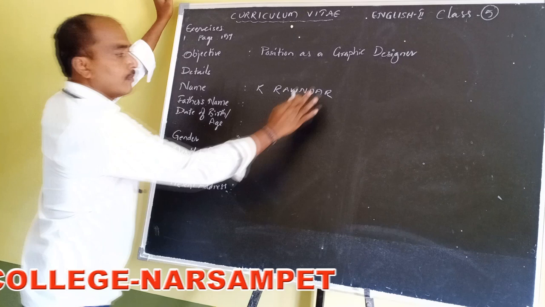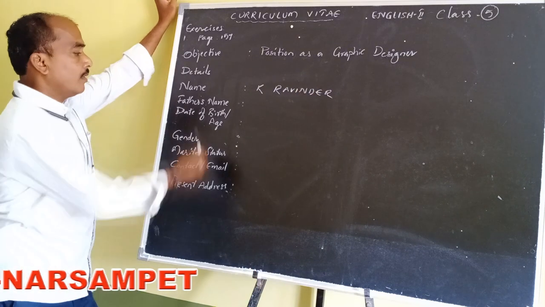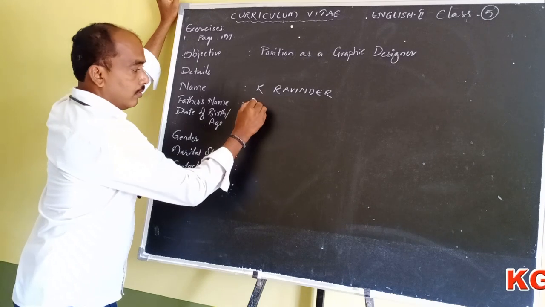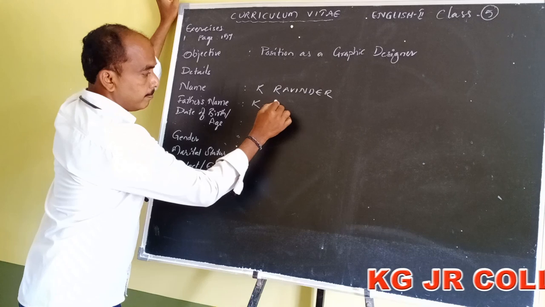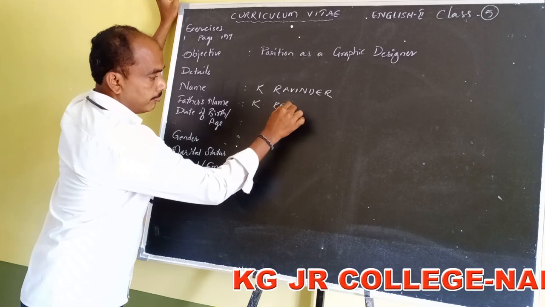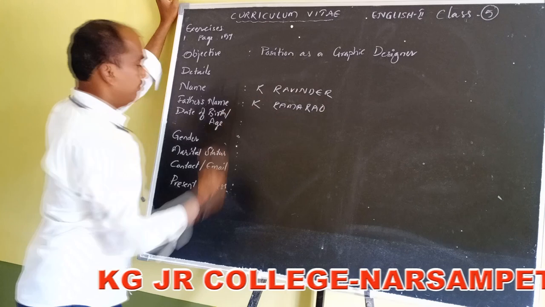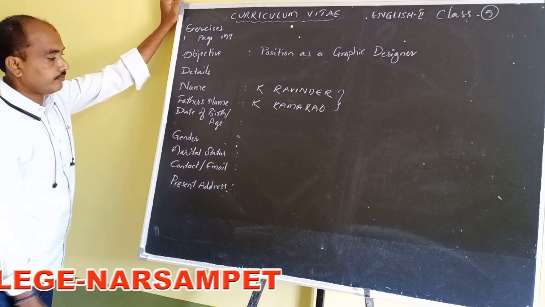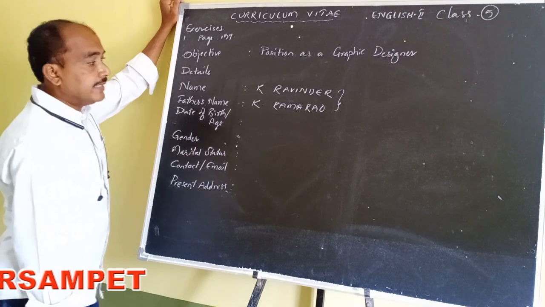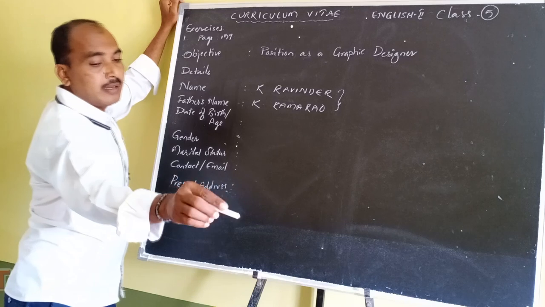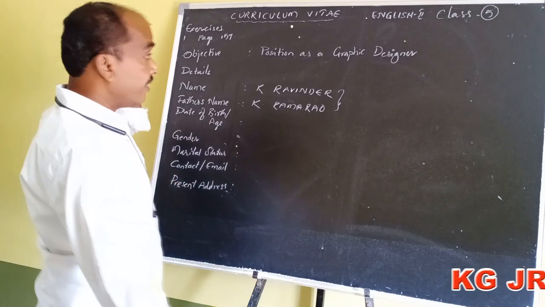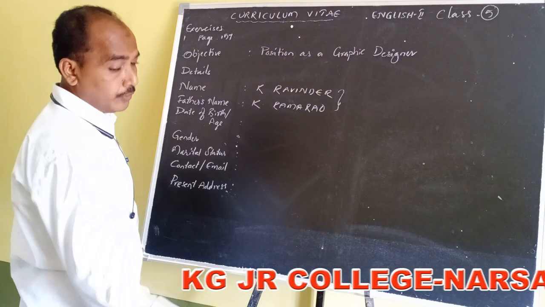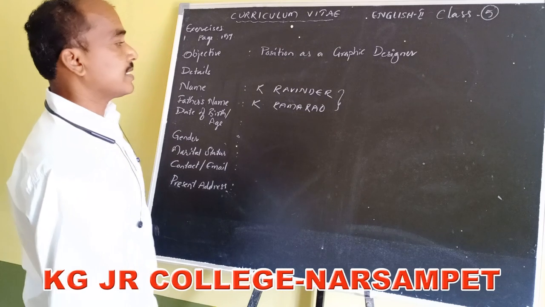Next, father's name. This is also written in capital letters. Then date of birth. Both should be written in capital letters. The date of birth depends on the given exercise, a graphic designer. If you see the textbook, you will understand very easily.